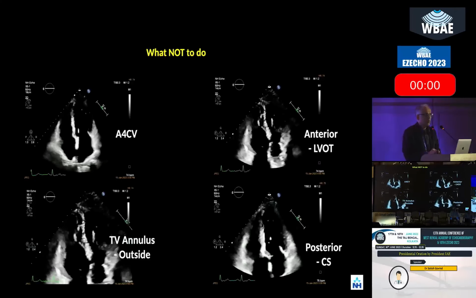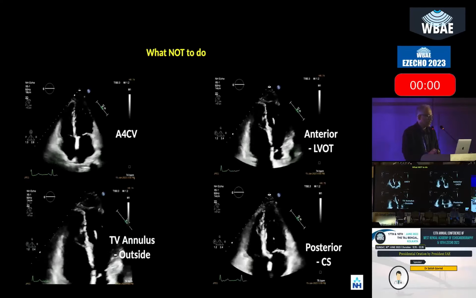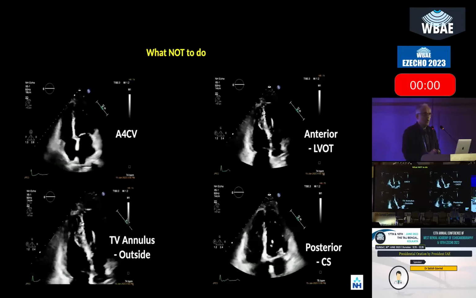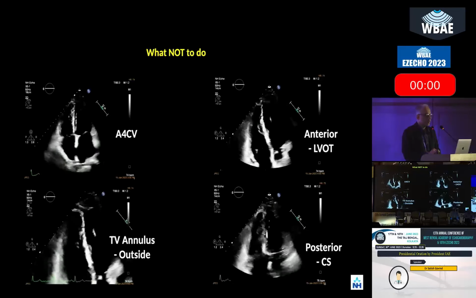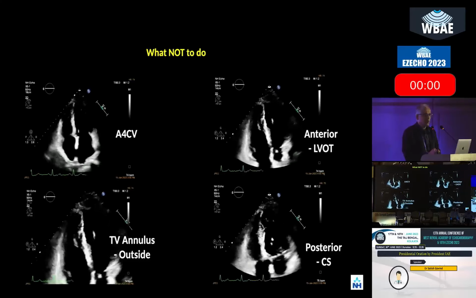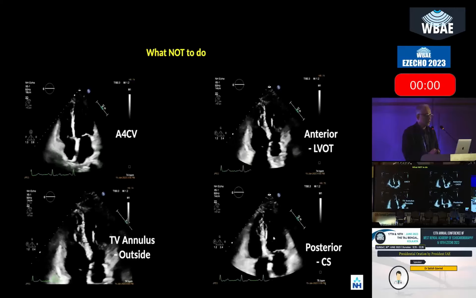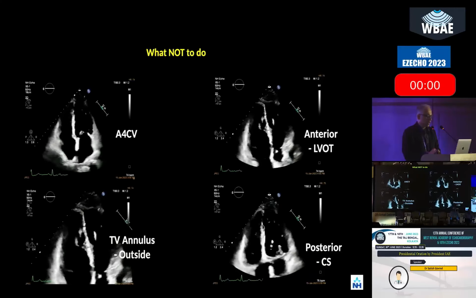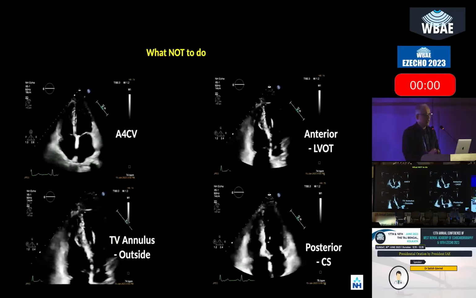So what not to do when you're doing RV strain. You cannot go for a conventional, traditional 4-chamber view. It has to be an RV focused view. And then make sure that you don't get the LVOT, that means you should not be tilting it too anteriorly, nor should you go posteriorly, you should not see the coronary sinus.